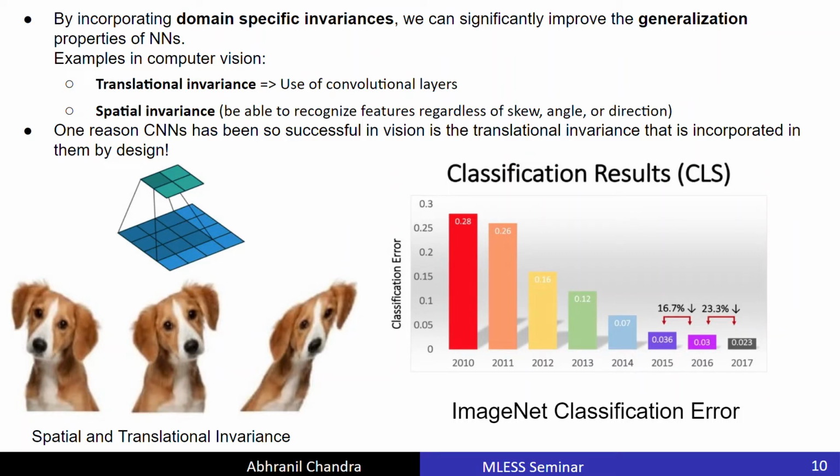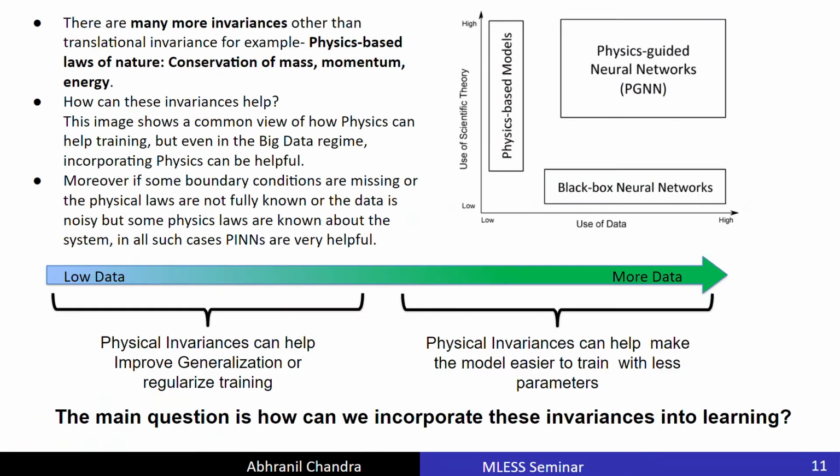We can see the performance on ImageNet classification using CNN systems since 2012 when AlexNet came, and recently with deeper and bigger networks, the error has reached superhuman levels. There are many more invariances other than translational invariances. For example, physics-based laws of nature like conservation of mass, momentum, or energy. But how do we incorporate these invariances, and are they helpful?